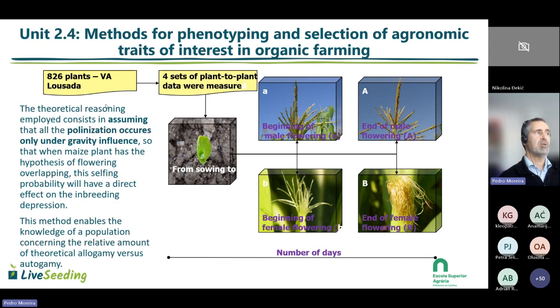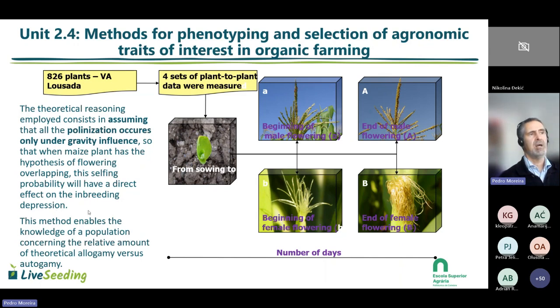So we used 826 plants from one variety, that is Vertial da Perrela in Lousada, and we used these 4 sets. And we assume a certain aspect, that the pollination occurs only under gravity influence. So that when maize plants have the hypothesis of flowering, the overlapping of this selfing probability will have a direct effect on the inbreeding depression.